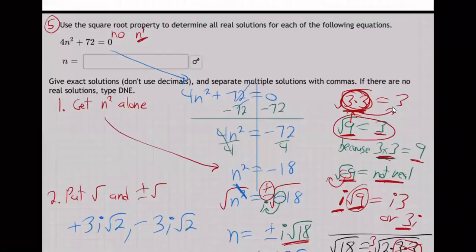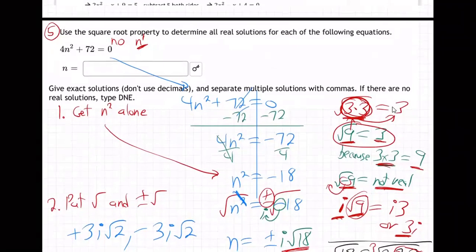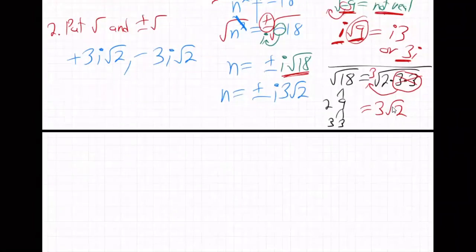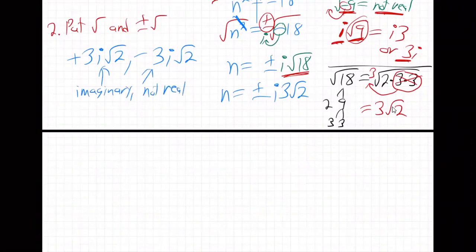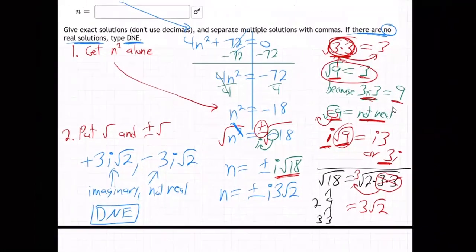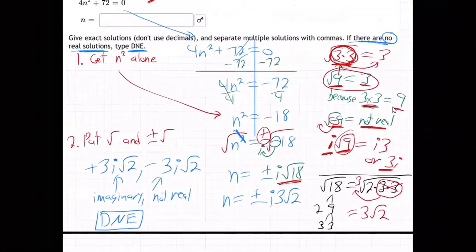But notice what the words say here. If there are no real solutions, the answer is D and E. These are imaginary because they have the i. So they're not real. So really what they want you to say is D and E, does not exist. That stands for does not exist, meaning the real answer does not exist. There is no real answer. After all that work, the answer is D and E.